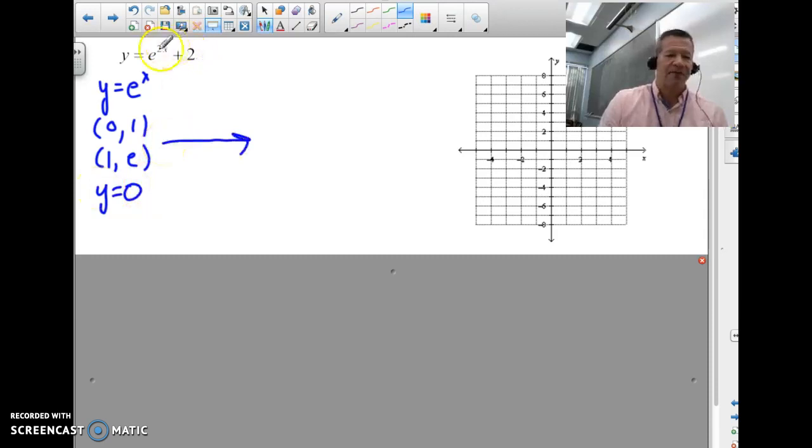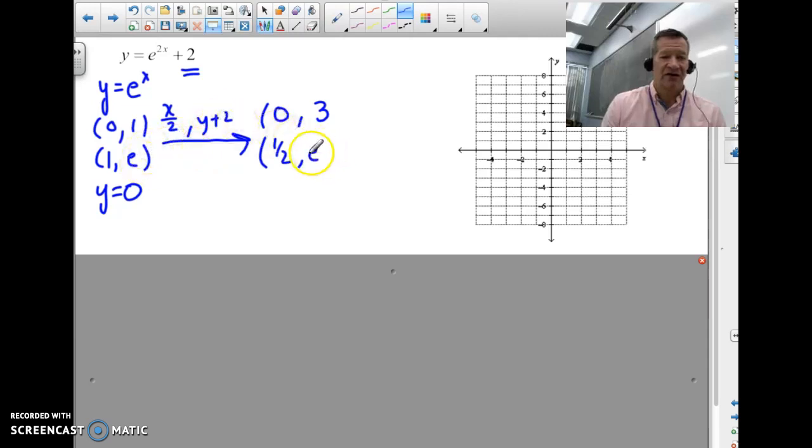Now what's happening? Well, inside I'm multiplying x by 2, so I need to divide the x values by 2. Outside I'm adding 2, so I need to add 2 to the y values. I'm going through this kind of quickly because we've done all this before. 0 divided by 2 is 0. 1 divided by 2 is 1/2. 1 plus 2 is 3. Now here, e plus 2, I'm just literally going to call that e plus 2. And then 0 plus 2 is y equals 2.